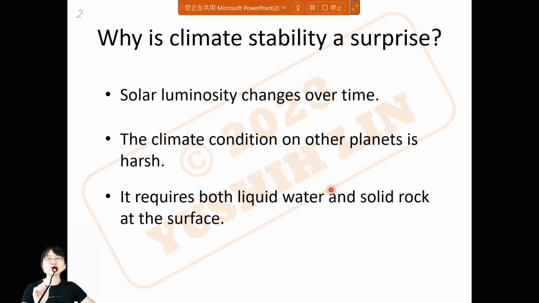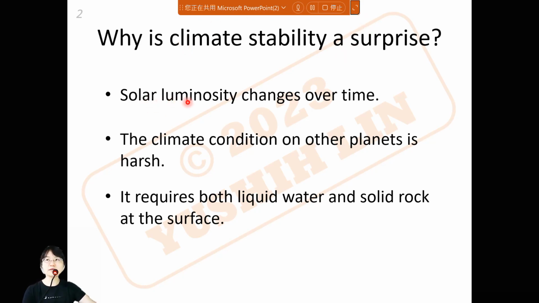Today, we would like to talk about our climate. We want to talk about the substance that is needed to make the climate habitable. Our climate is stable. Why is that a surprise?